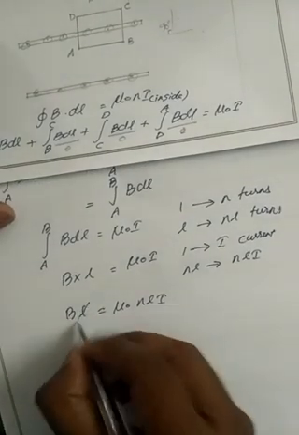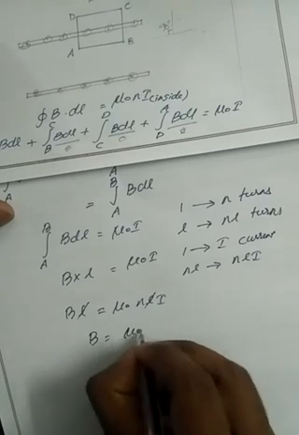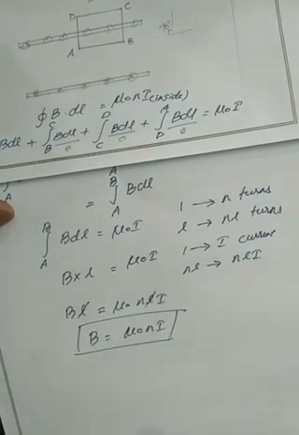Okay, so my L gets cancelled. Then I have B equal to mu naught n I. So this is my final equation, right? So we will solve certain numericals based on this equation.